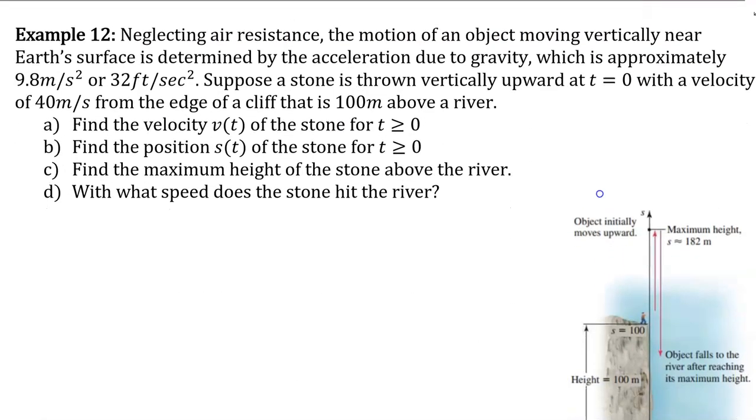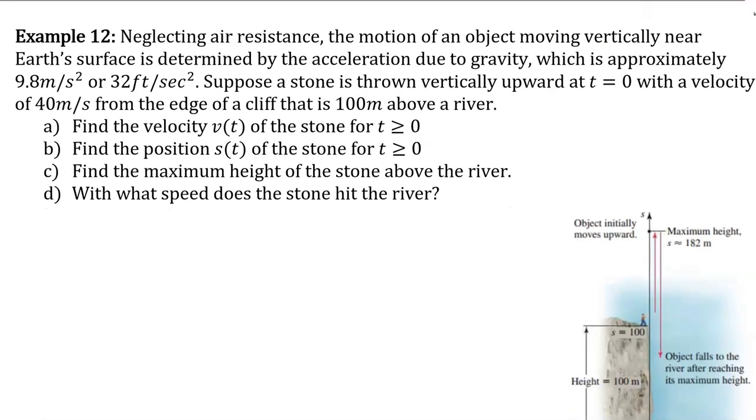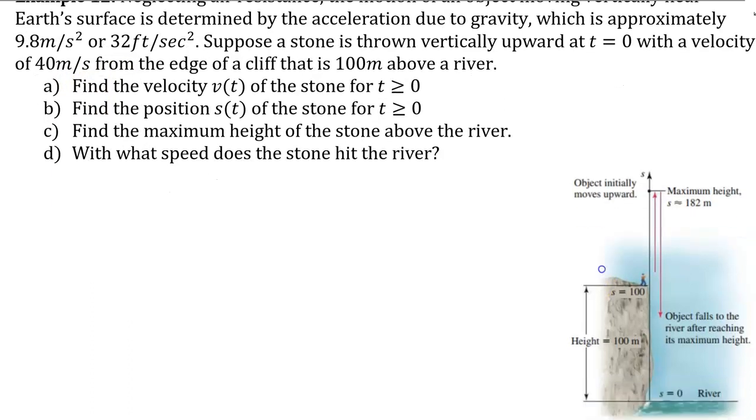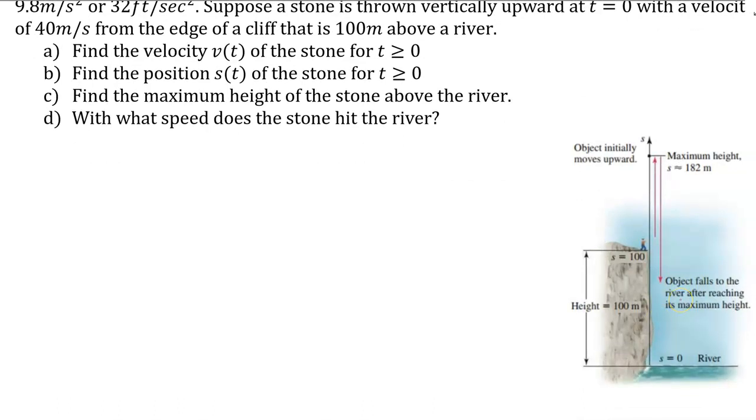Neglecting air resistance, the motion of an object moving vertically near Earth's surface is determined by the acceleration due to gravity, which is approximately 9.8 meters per second squared, or 32 feet per second. Suppose a stone is thrown vertically upward at time equals 0 with a velocity of 40 meters per second from the edge of a cliff that's 100 meters above a river. We have a lovely picture there for us. We want to find the velocity of the stone.